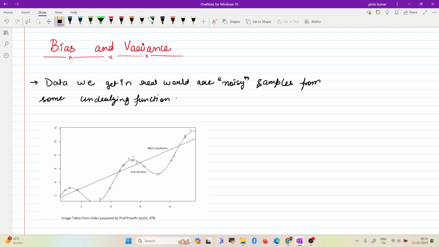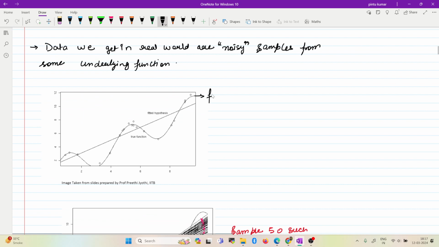So let's say you have some function f. This curve that you see, this black curve, this is your function f. And you are sampling some data points from it. So you are sampling some training data points from it, and you want to estimate the shape of the curve. This is the task that you have. So let's say this is your x and this is your y axis, right? So given some x, you want to predict some y. For that, you want to predict the shape of the original function.